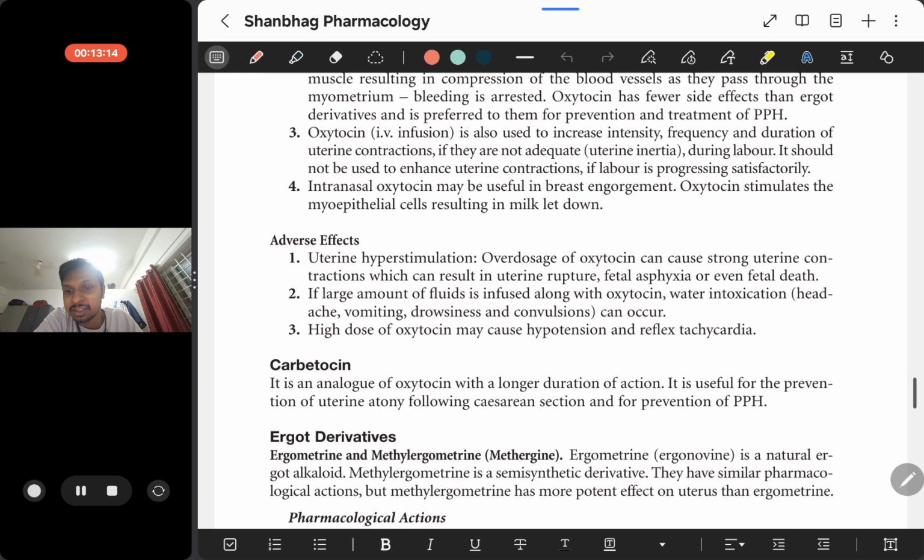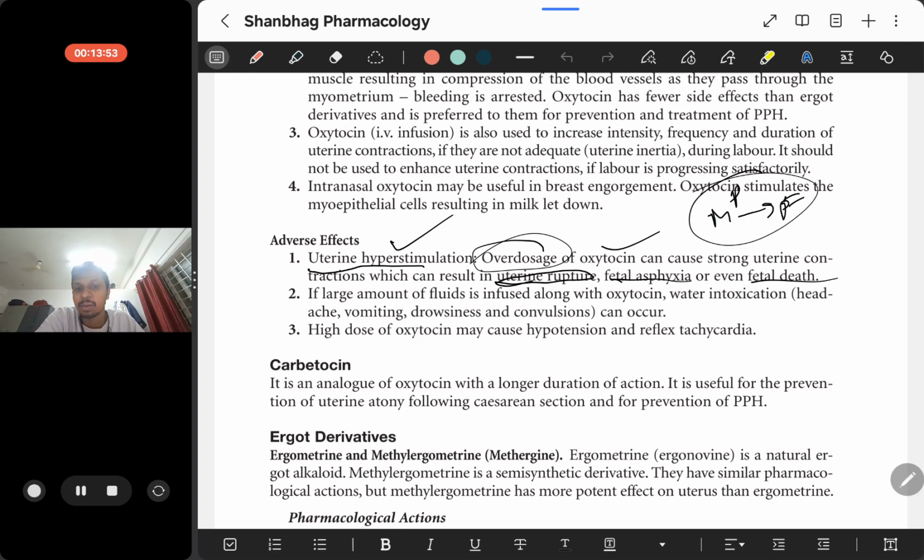Then let's talk about the adverse effects. We know it causes stimulation of the uterus. When there is excess stimulation of the uterus, it causes uterine hyperstimulation. This uterine hyperstimulation, due to overdoses of oxytocin, results in higher contraction, which may result in uterine rupture, fetal asphyxia, or even fetal death, because there will be imbalance of the blood flow from the mother to the fetus through the placenta. High dose of oxytocin may cause hypotension and reflex tachycardia.